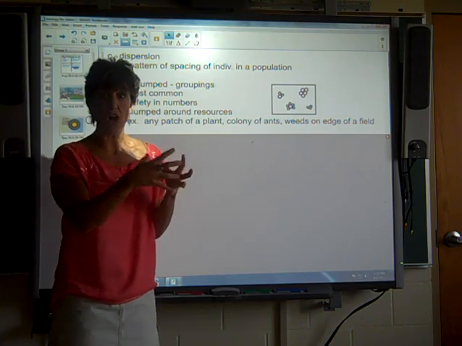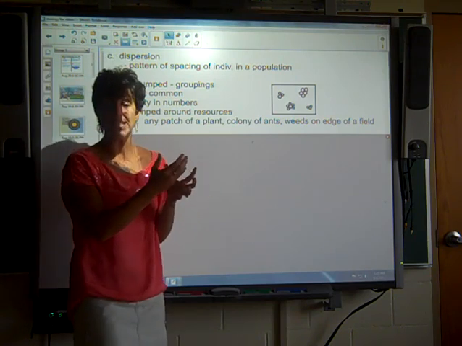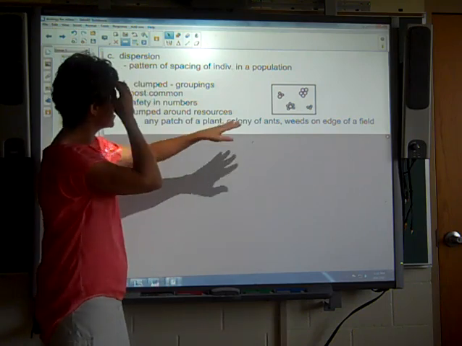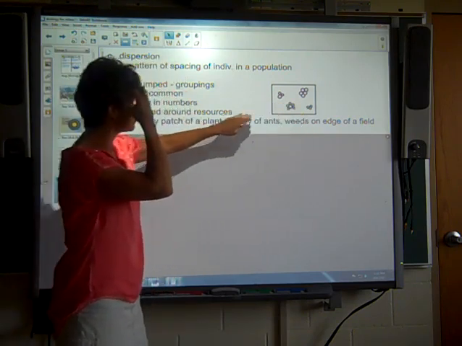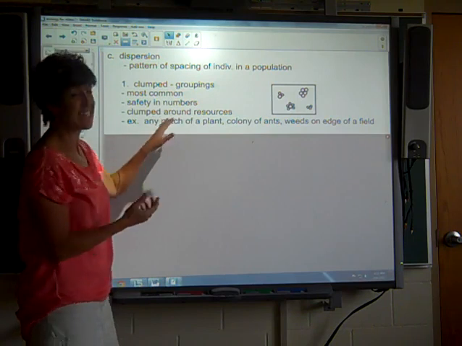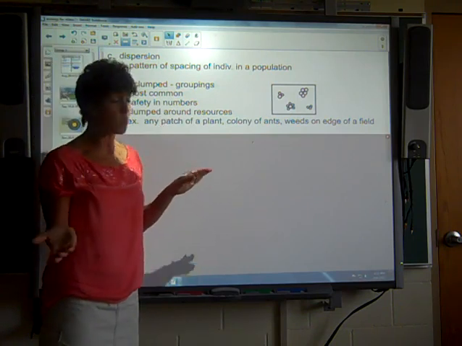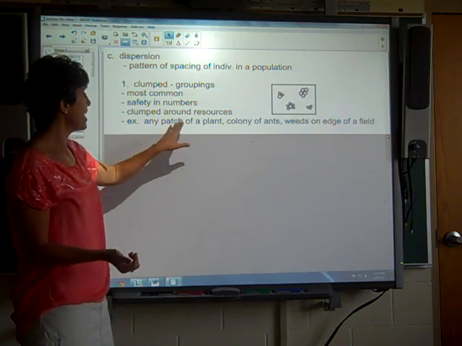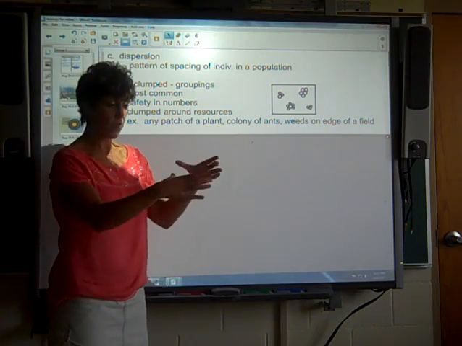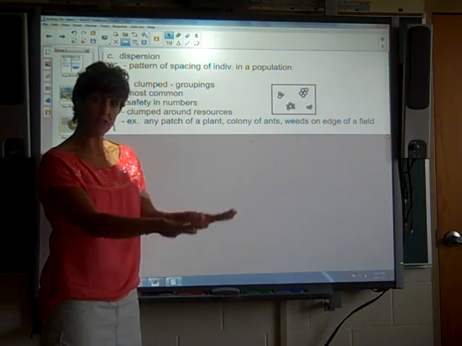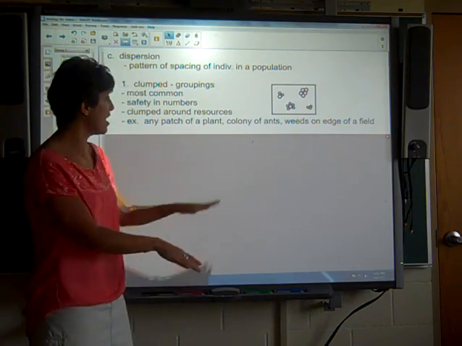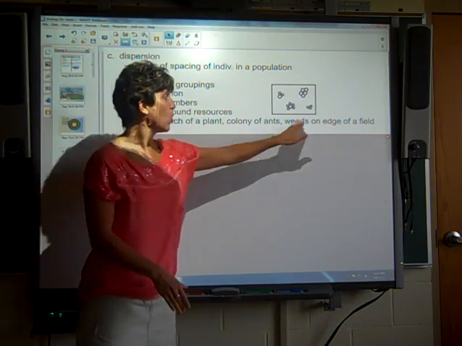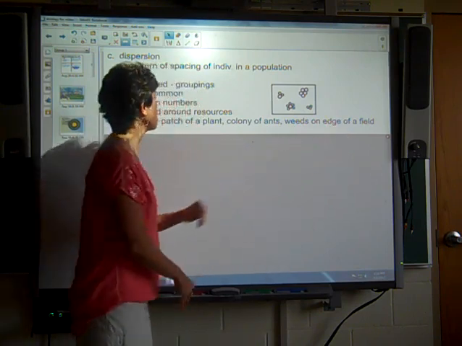Even cities are clumped. People clump around bodies of water. So here we have organisms showing a clumped dispersion. Safety in numbers is another reason why they're clumped. Clumped around resources. And here are some examples. Any patch of a plant, so where you see a patch where there are several of the same type of plant growing in one area, a colony of ants, weeds on the edge of a field.